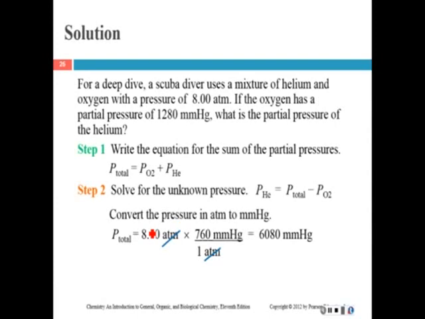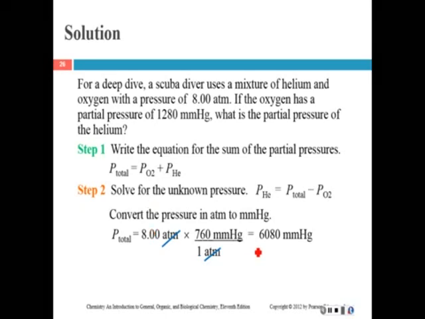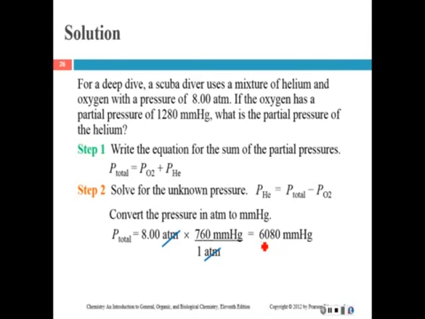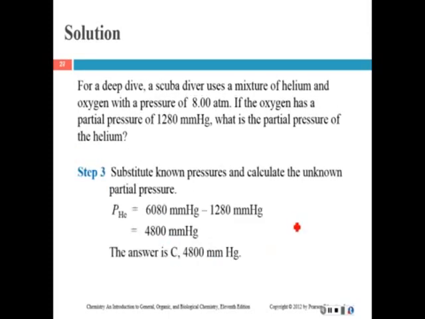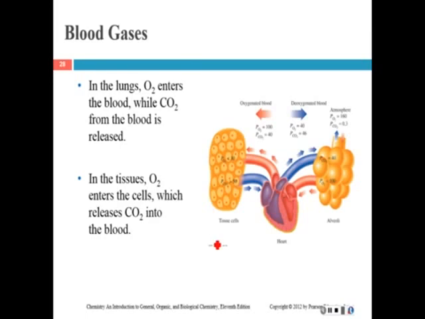That's going to be similar to what we had before. We're going to have to convert our atmospheres to millimeters, and that's what we're doing down here. So that means the total pressure is really 6080. Here's my 6080 millimeters of mercury. And then I can subtract the pressure of the oxygen from that, which is this here. And then I got that for an answer. It's pretty straightforward.